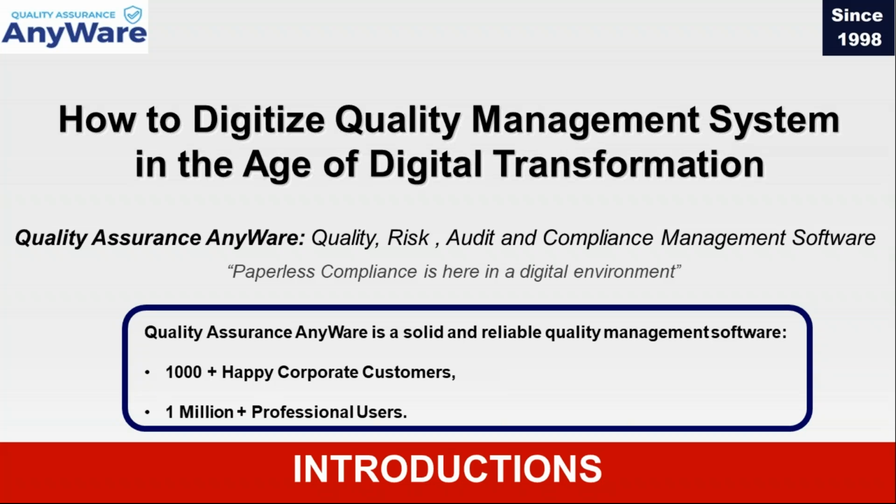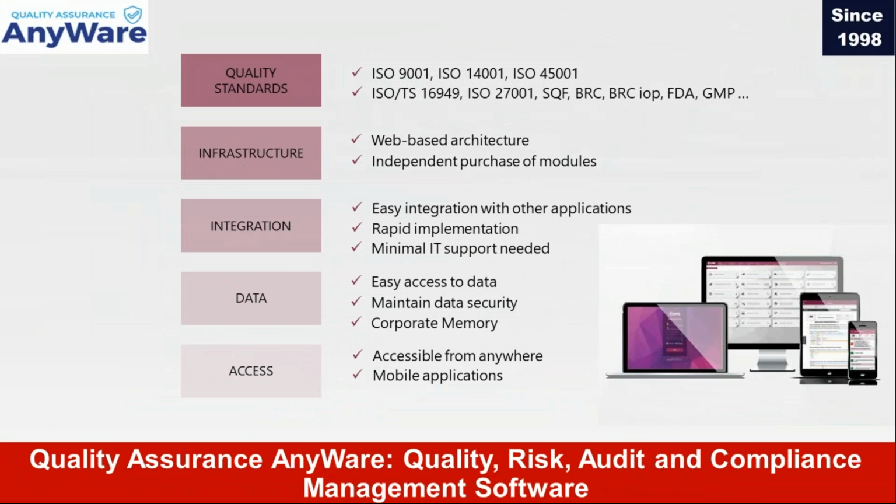So let's go back to Quality Assurance Anywhere again. As I mentioned earlier, this system has been around since 1998, and we have more than 1,000 customers and more than 1 million professional users. Quality Assurance Anywhere is a quality, risk, audit, and compliance management system. It is designed to help you comply with any standard. That may be ISO 9001, that may be GMP, that may be SQF or BRC, you name it. The system is flexible, and we configure it for you based on your quality management standards.